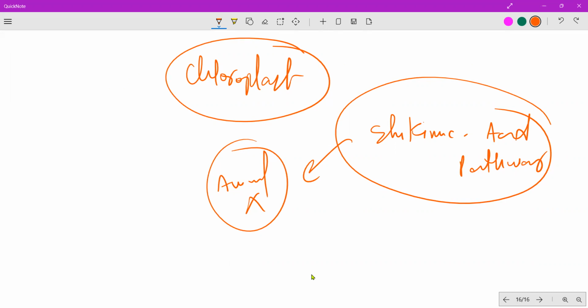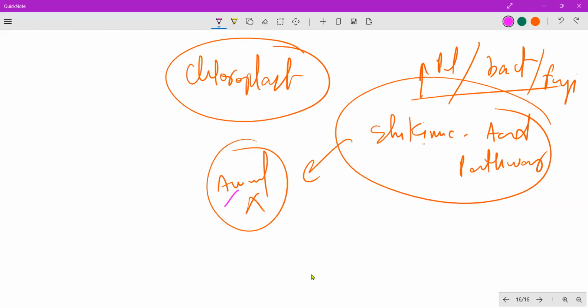So that is why the certain amino acids cannot be synthesized by animals. क्यों? Why are animals not able to synthesize certain amino acids? Because they do not have the shikimic acid pathway. So this is the pathway which is found in plants, in bacteria, in fungi. Plants, bacteria, fungi, they all have the shikimic acid pathway. Like in animals, we don't have this shikimic acid pathway. And that is why animals cannot synthesize certain amino acids.